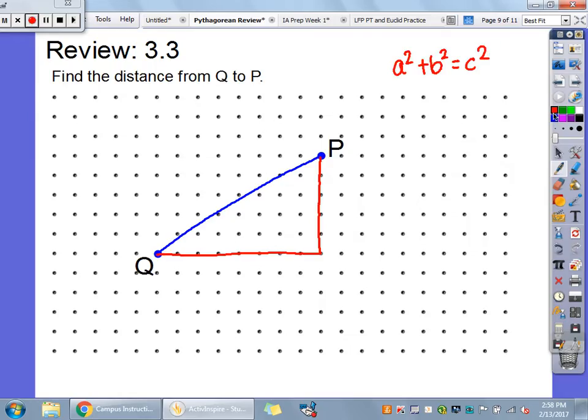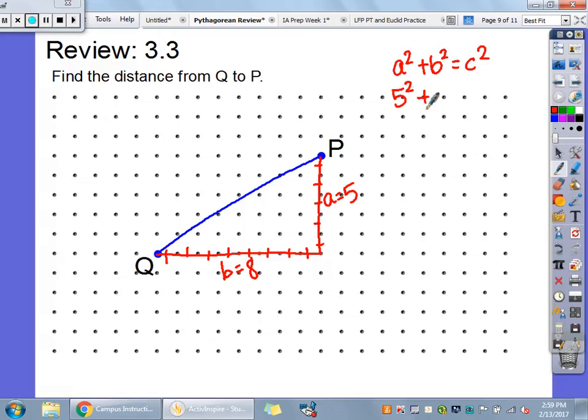In this case, it doesn't matter which one is a and which one is b. We can let this side be a and this side be b. So a is 1, 2, 3, 4, 5, and b is 1, 2, 3, 4, 5, 6, 7, 8. Okay, and you can imagine that if there's a square over here, what the area of the square would be, and the area of the square down here, and then add those together to get the area of the square up here.